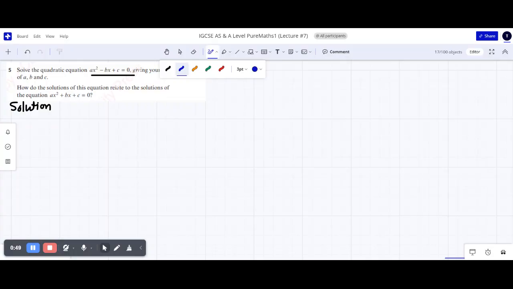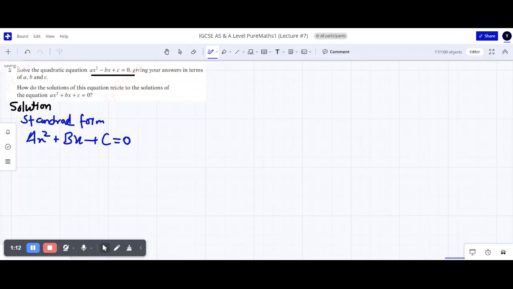So we will write the quadratic standard form, which is ax squared plus bx plus c equals 0. So here, what is a? A represents the coefficient of x squared. According to the equation, a is equal to a, b is equal to negative b, and c is equal to the small c.